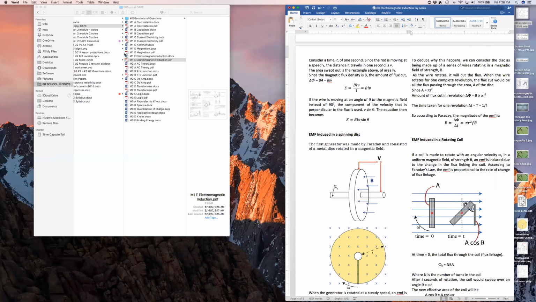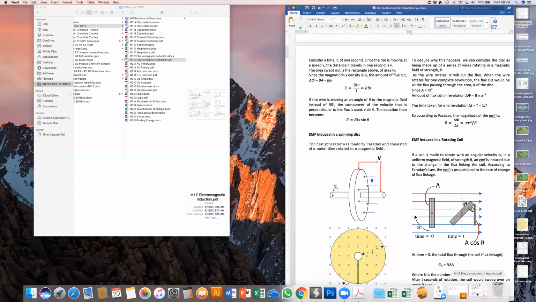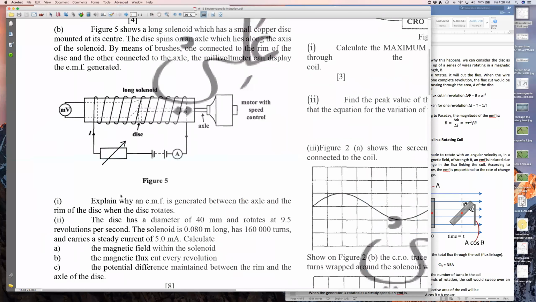Now, let's continue looking at the question. What is this question asking us? Now we know what is going on. Explain why an EMF is generated between the axle and the rim of the disk when the disk rotates. Well, the basic idea is you have a conductor moving in a magnetic field, and field lines are being cut. That's why an EMF is generated. The conductor, the disk, is moving in a magnetic field, and the flux is being cut.